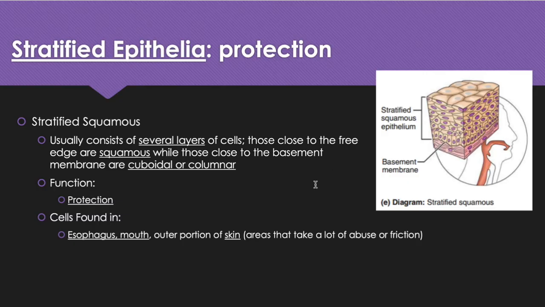So this is going to function to protect us. You would see it in your esophagus and your mouth, as well as the outer portion of your skin. Basically, it's going to be areas that would experience a lot of friction. So you have multiple layers there to help protect you so they don't get worn away.